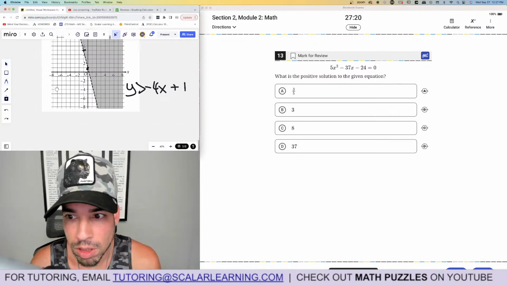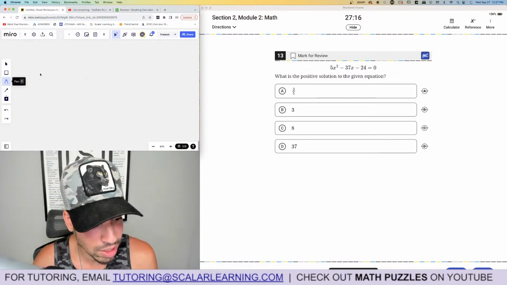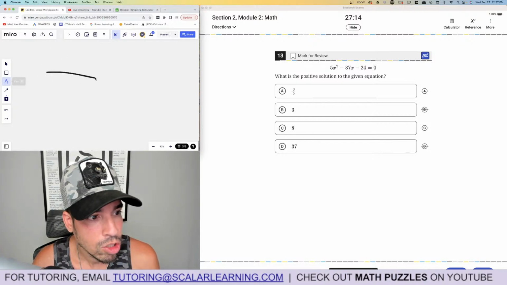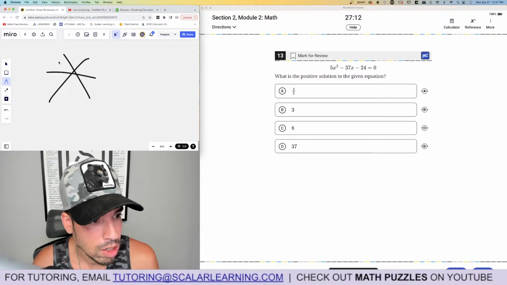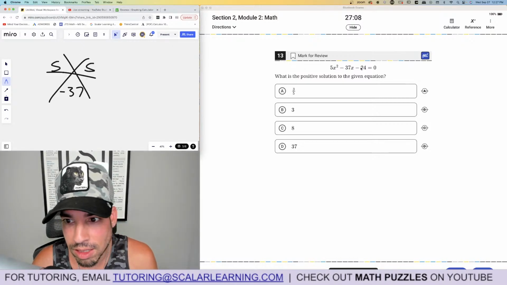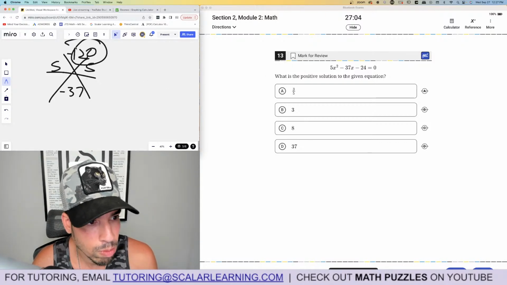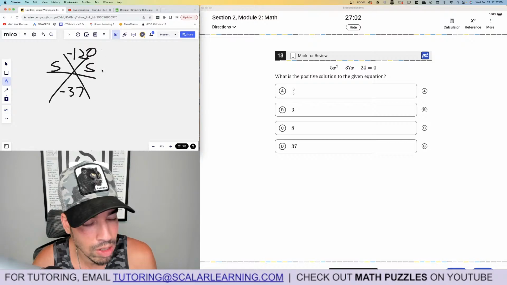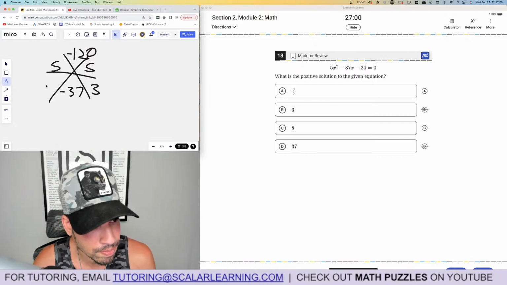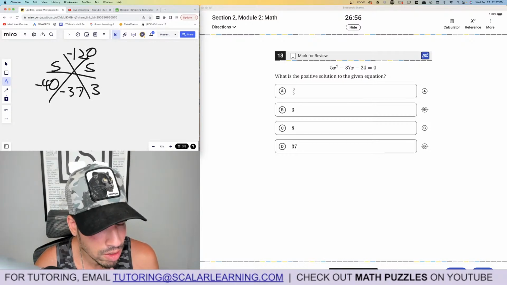Number 13 was the positive. Okay, nice little star method situation. They do the star method more on the digital test than they used to. It's very interesting. I'm going to show you how I solve one of these. Star method: A is the 5 up here, B is the negative 37 down here. A times C, 5 times negative 24, is negative 120 up top. What two numbers multiply to negative 120 and add to negative 37? It's going to be 3 and negative 40, because that gives you negative 120, and they add together to give you negative 37.